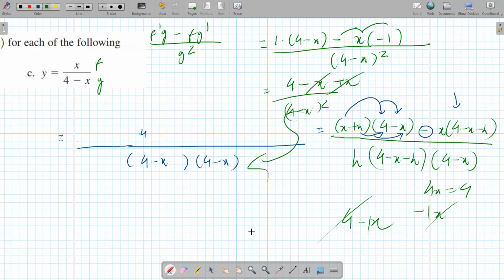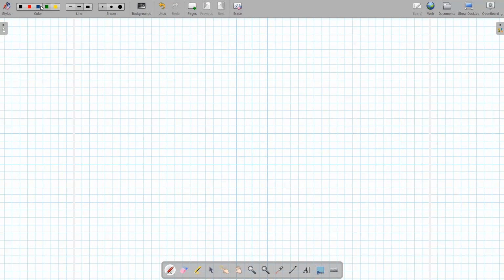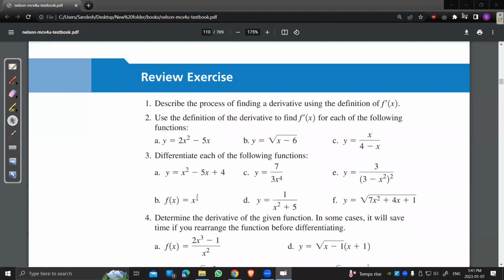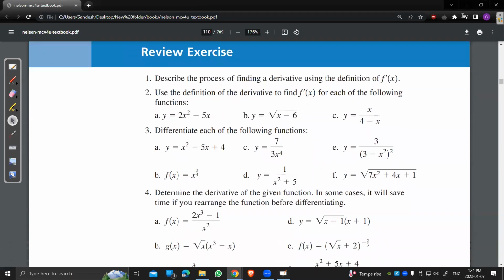Quotient rule is definitely easier, but sometimes they will tell you that you can't use it. That's why we went around town for that one. But only that question asked us to use the definition. Everything else, it doesn't ask us to use that, right?